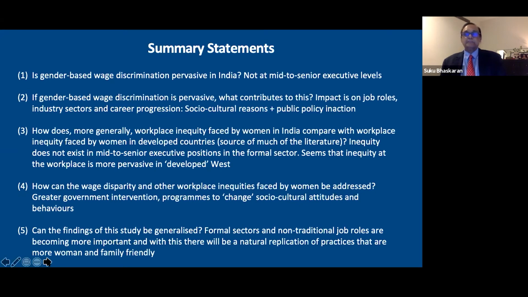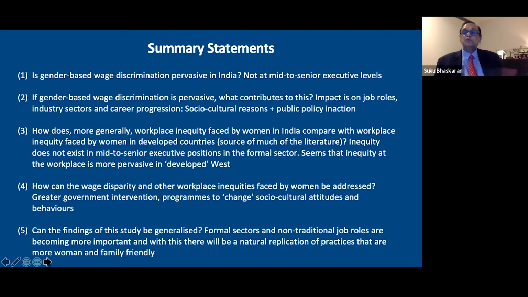And therefore, that is the main contributor. And also, the government not playing a more serious role in affirmative actions, because India has got far too many other problems, so they do not look at this. How can wage disparity and other workplace inequities faced by women be addressed? I think there has got to be greater government intervention.